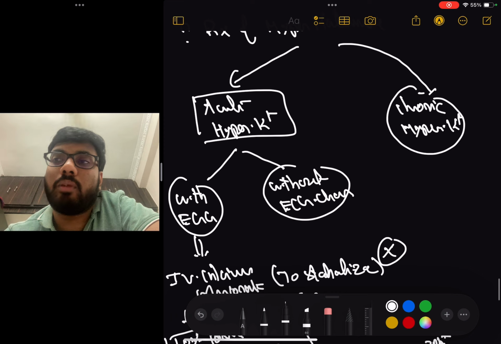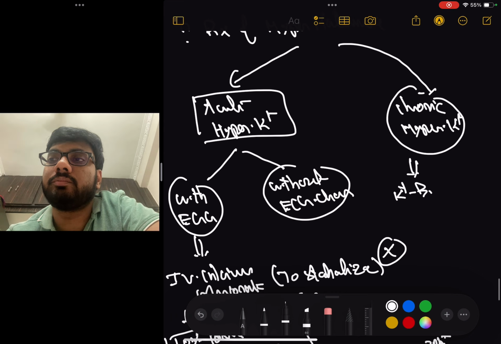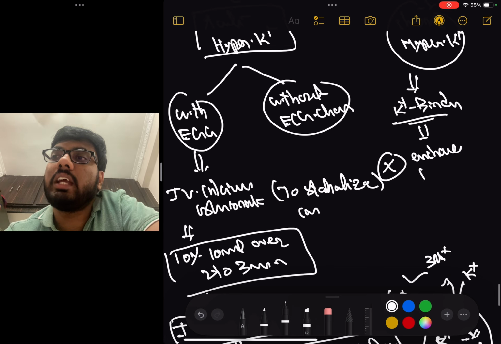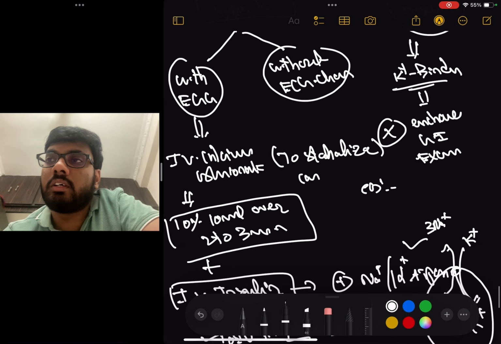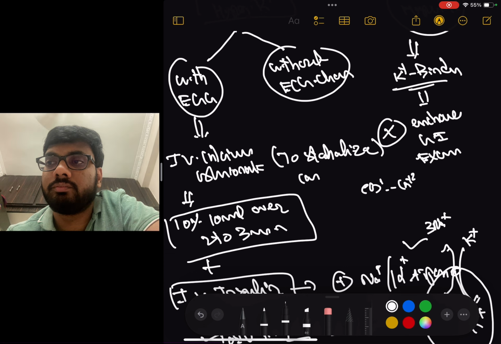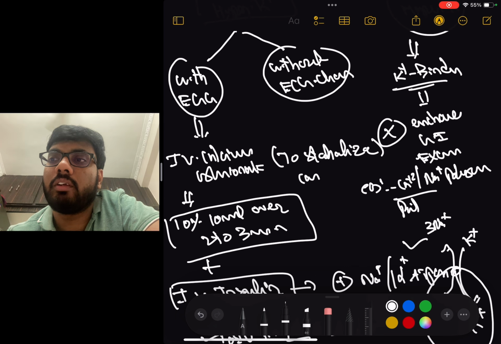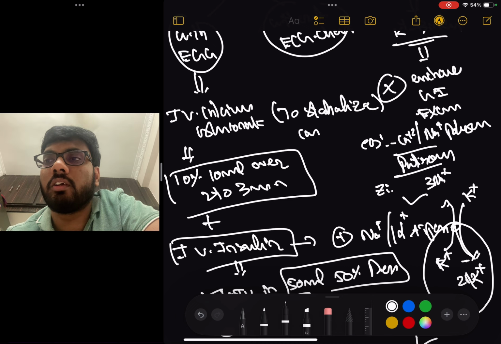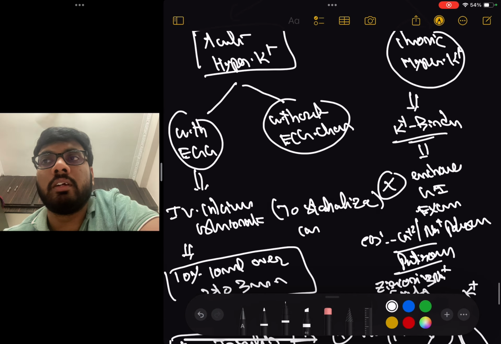If it is chronic hyperkalemia, what do we give? Potassium binders, K binders we give. These K binders enhance the GI excretion of potassium. Examples of potassium binders: we have calcium polystyrene sulfonate powder, we have sodium polystyrene sulfonate powder, we have patiromer, and we have sodium zirconium cyclosilicate. That's it regarding the hyperkalemia treatment.